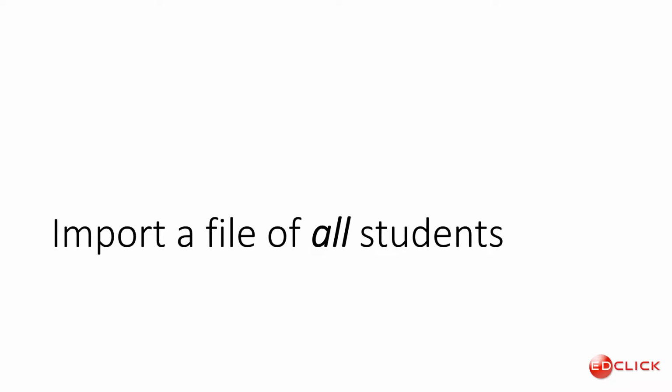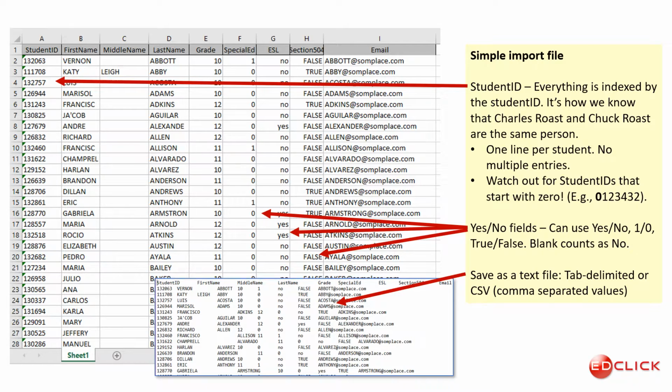Import a file of all students. Simple import file. Student ID. Everything is indexed by the student ID. It's how we know that Charles Roast and Chuck Roast are the same person. The file must contain only one line per student. No multiple entries. Watch out for student IDs that start with 0. Spreadsheets often remove leading zeros.